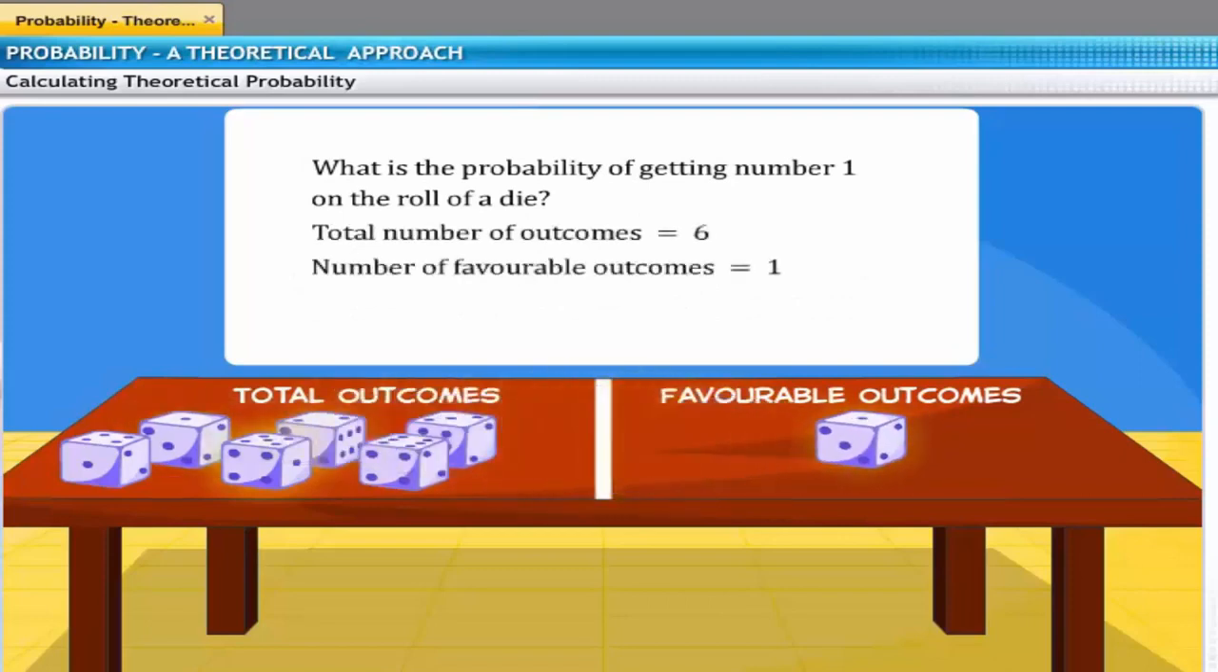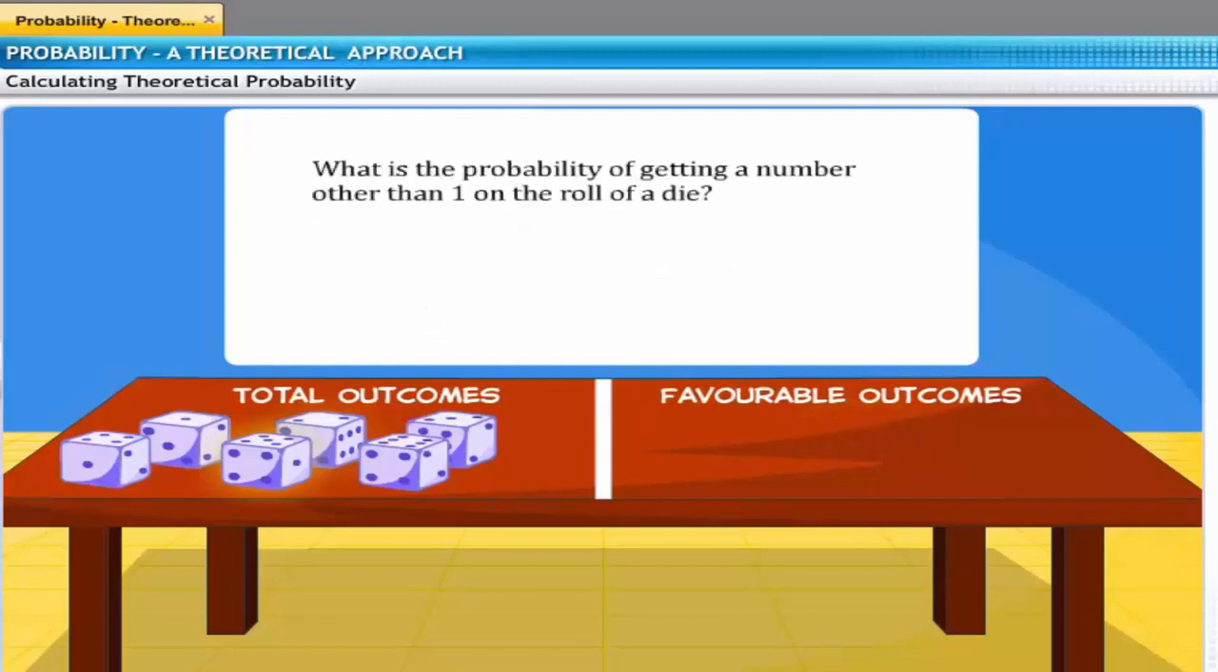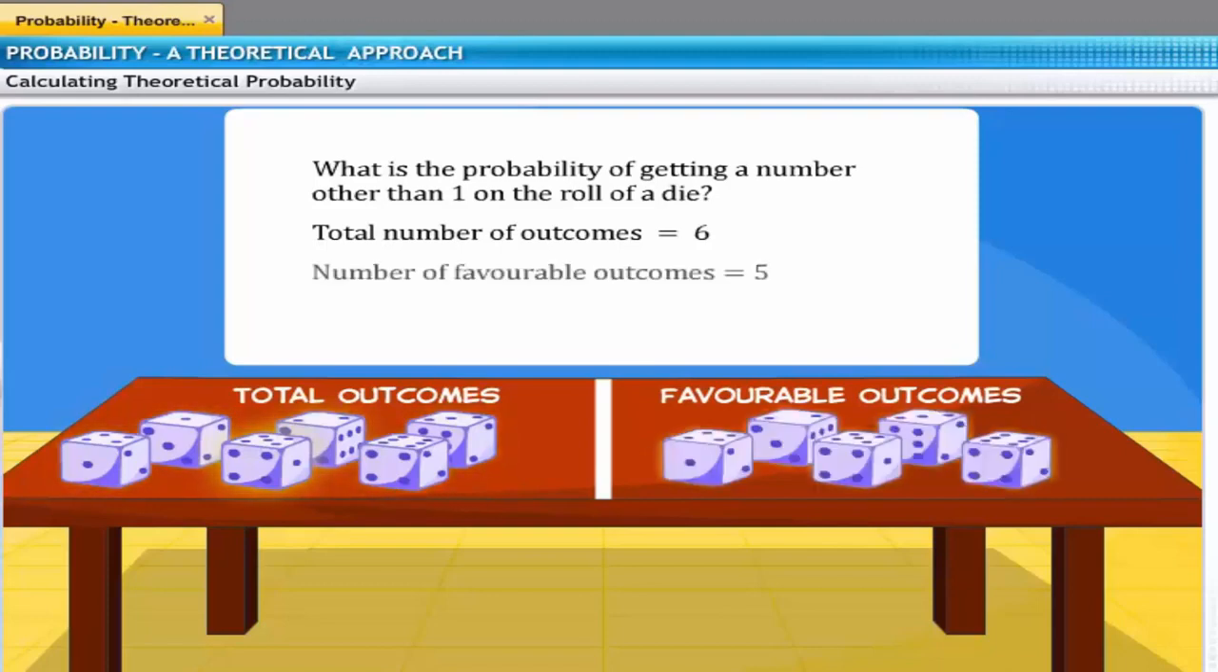Now, let us get back to the probability of getting the number 1 on the roll of a die. As you already know, it is 1 by 6. Now, let's consider another event. What is the probability of getting a number other than 1 on the roll of a die? The total number of possible outcomes when we roll a die is 6. In this case, the number of favorable outcomes is 5. Thus, the probability of getting a number other than 1 on the roll of a die is 5 by 6. Let us represent this event as 1 bar.